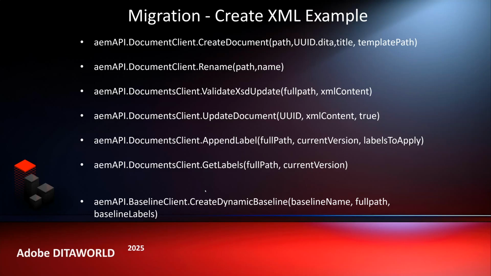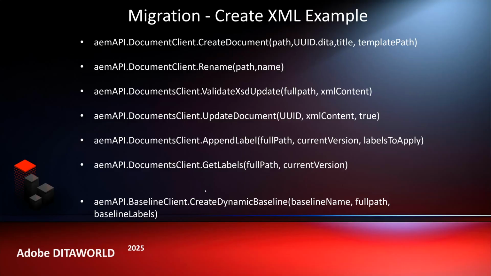There's an important thing there. You see uuid.dita. When you create a piece of XML content in Guides, if you make your name the UUID that you want, you'll get that UUID. You dictate what the UUID is, versus Guides giving you a new one. Once you've created it, you rename it.